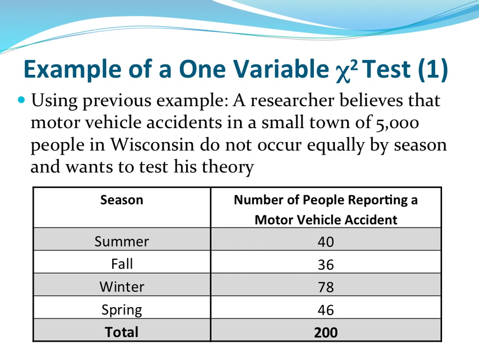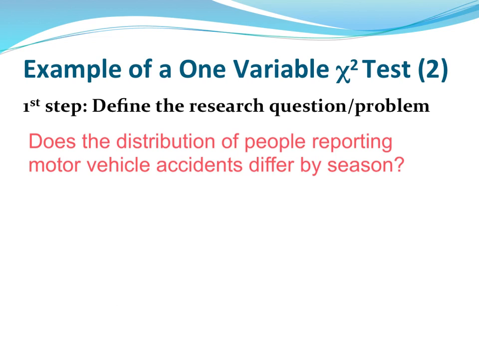Let's fully go through an example of a one-variable chi-squared test using the example data we used previously of number of people reporting a motor vehicle accident by season. Our research question of interest would be, does the distribution of people reporting motor vehicle accidents differ by season? In other words, are motor vehicle accidents equally distributed by season?